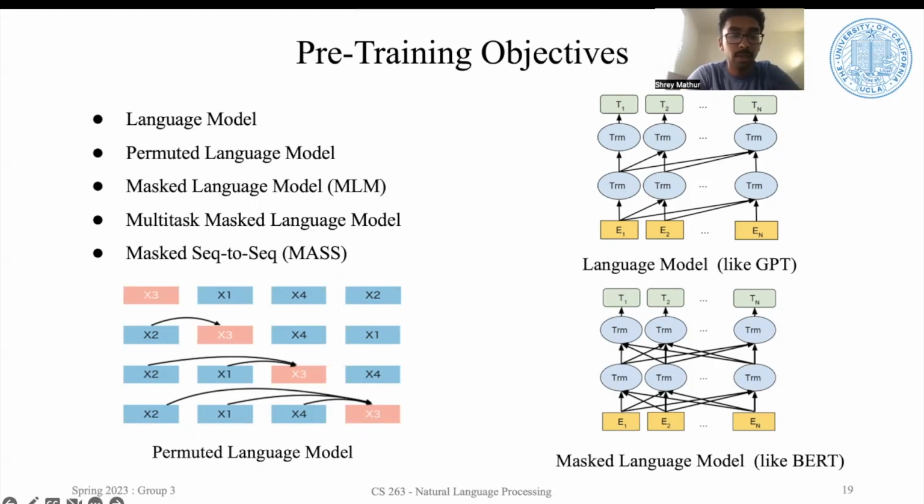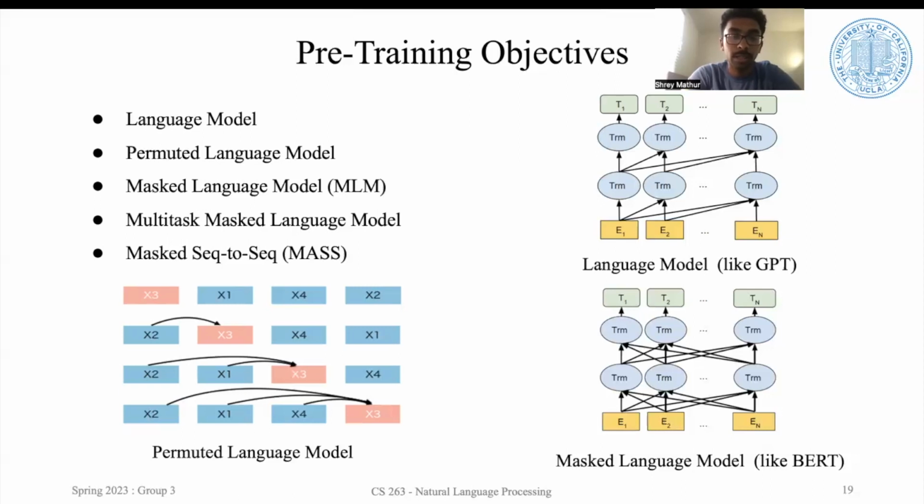Last but not the least, we have the masked sequence-to-sequence model, wherein we mask a span of 50% of the tokens. And then the sequence-to-sequence model is trained to predict these tokens. And this includes both the encoder and decoder.